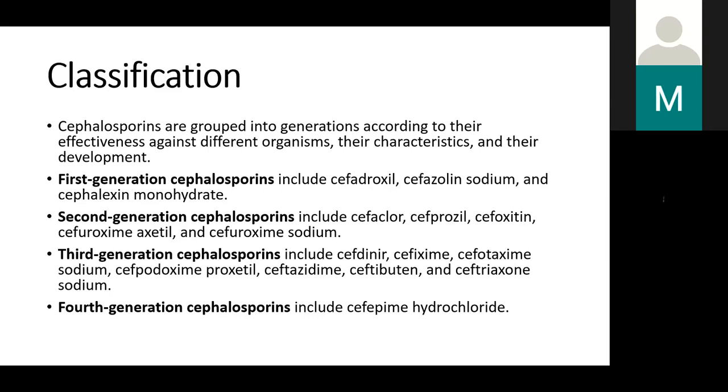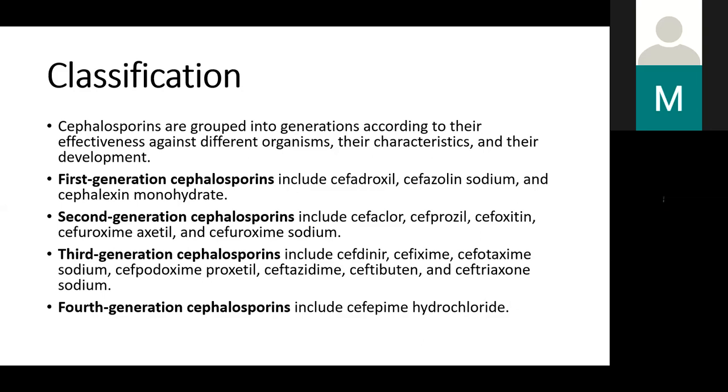So the cephalosporins, I'm sure those of us in clinical practice, we've heard of ceftriaxone, cefuroxime, cefepime, all those are cephalosporins. So cephalosporins are a group of antibiotics that are grouped into generations according to their effectiveness against different organisms, and also according to when they were developed. So you have the first generation, in order of their development. And also they have some peculiar characteristics that puts them in groups according to their generation.